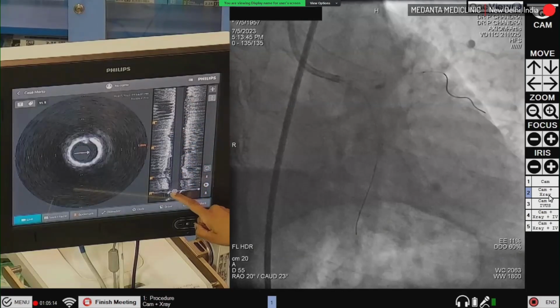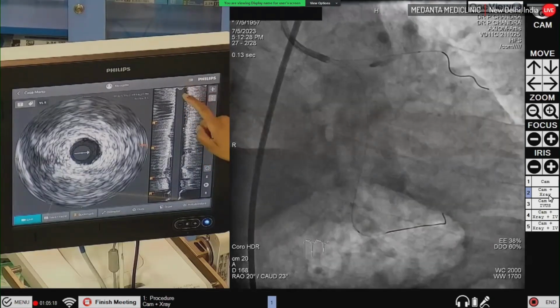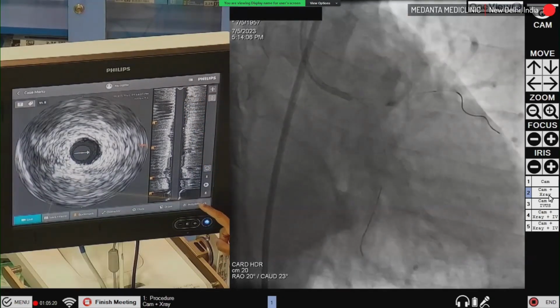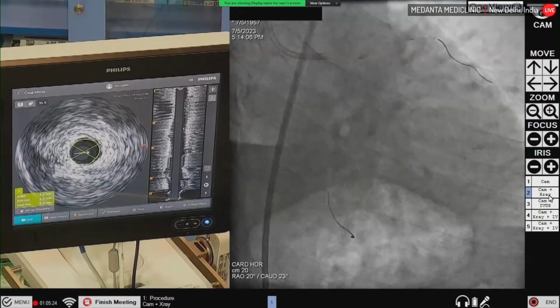So give me a balloon. How much is the distal vessel size? 2.5 or 2? 2.5, sir. Check please.